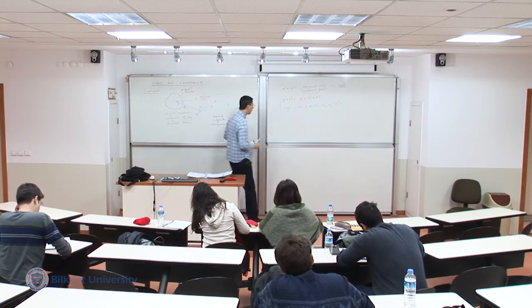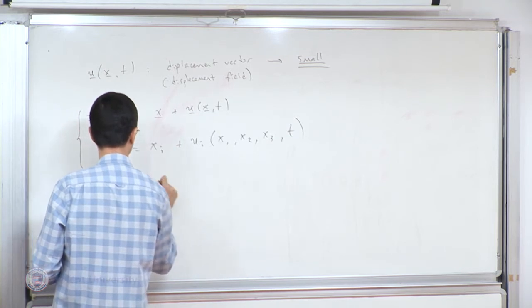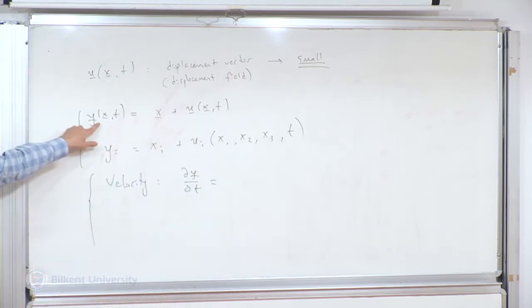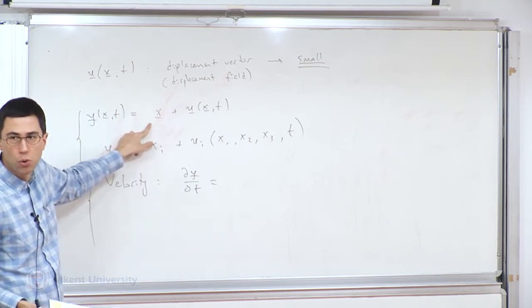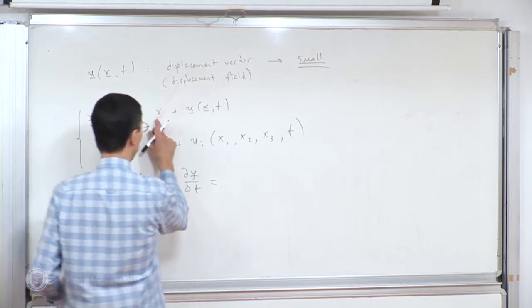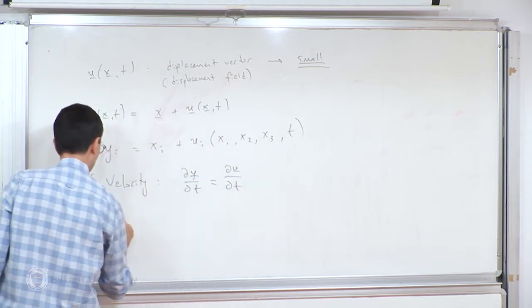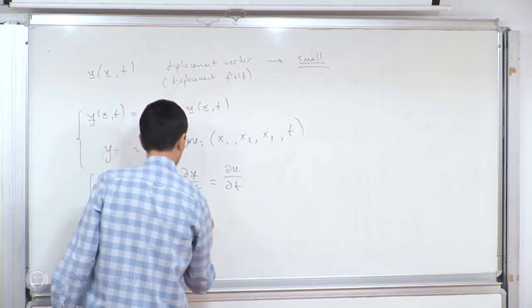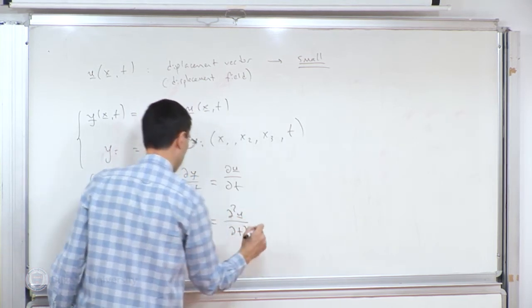You can go ahead and calculate, for instance, velocity and acceleration. So velocity would be ∂y/∂t, right? I take a partial derivative with respect to time, but x does not depend on time. It is the original location of the position, and by definition it is independent of time. So its derivative with respect to time is 0, and it's simply ∂u/∂t. And similarly, I can define acceleration, which is ∂²y/∂t². So that would be ∂²u/∂t².